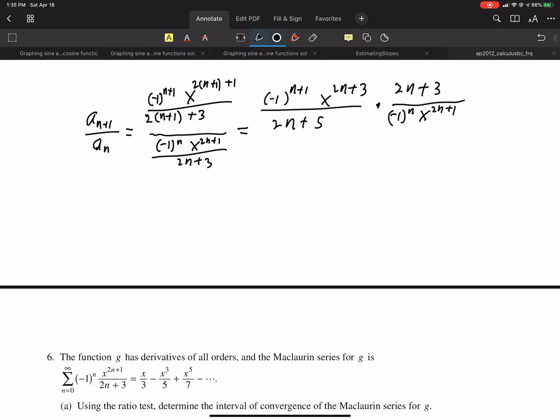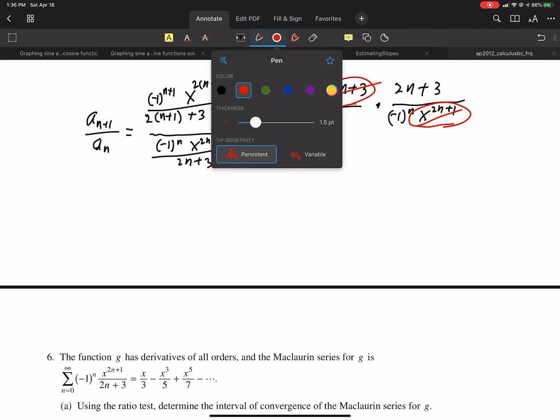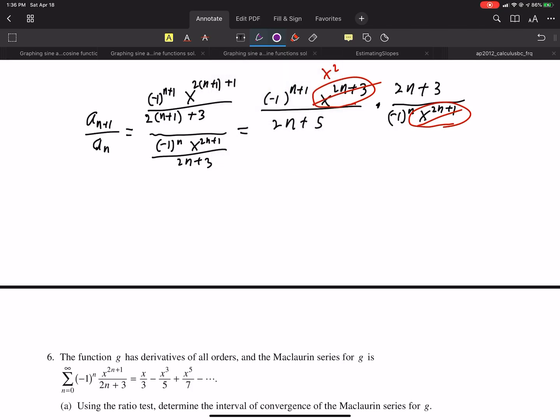Now we're just going to start simplifying this. If you look at this and that, the top one has 2 extra x's in it. So when you cancel those, you're going to end up with the x squared. And then, if you're looking at this, the top one has an extra 1. So negative 1 to the n, to the 1. And now we can find our ratio.